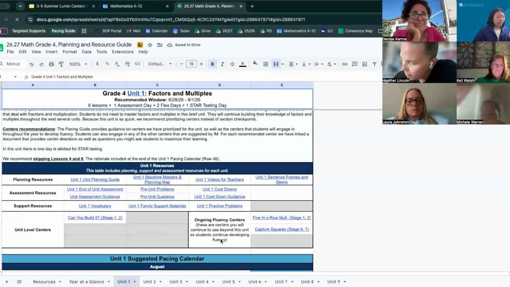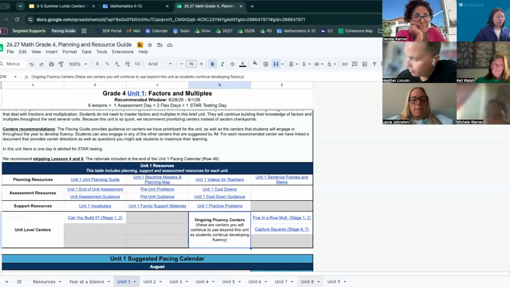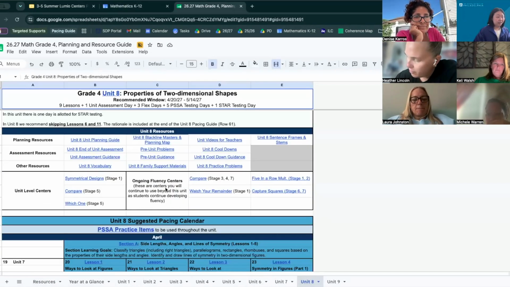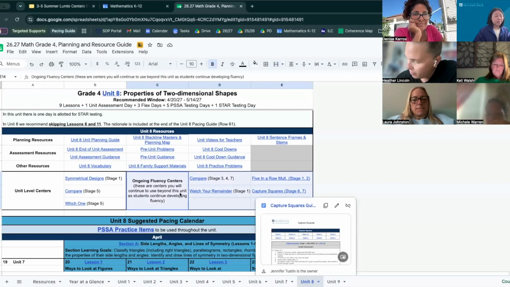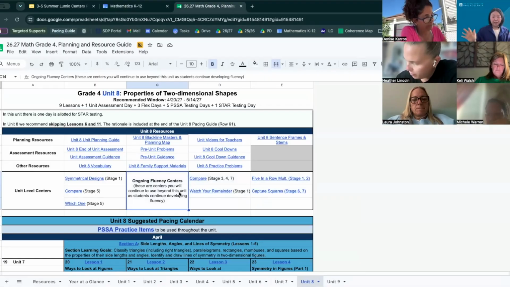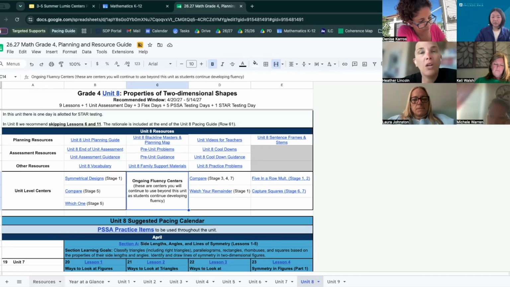Starting in Unit 1, we have ongoing fluency centers all the way to our last unit. We have fluency centers because we know fluency builds throughout the year. So this is our way of communicating, hey, take the whole year to build fluency. It's going to take time. And as you do that, be intentional about which center and which stage you might assign to students. And here's a list of some of the centers that might help you with that. So that is one place that you can also take a look for those fluency centers.